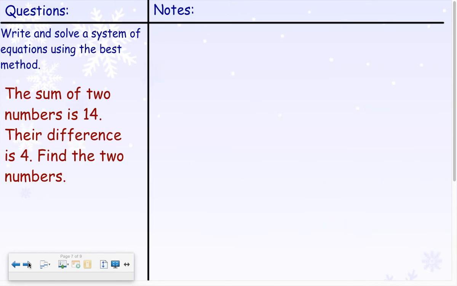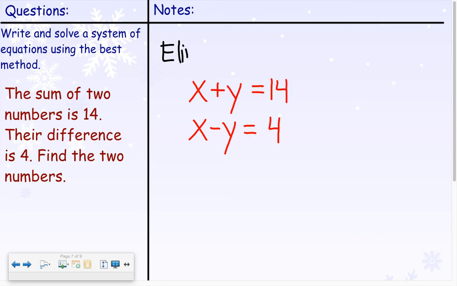All right, write and solve. So this time we have a word problem. The sum of two numbers is 14. So that means if I add up two numbers, I have 14. The difference, so if I subtract the two numbers, I end up with 4. Find the two numbers. Well, we have an x and y on both sides, so that means elimination is our easiest method to use to solve this system.